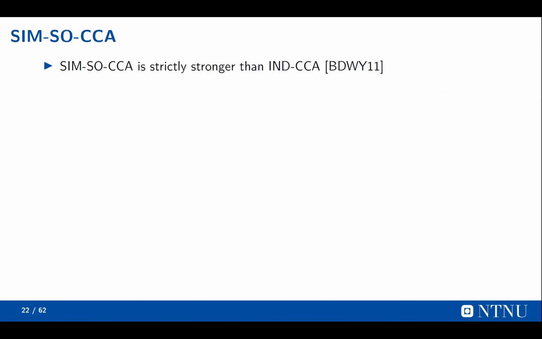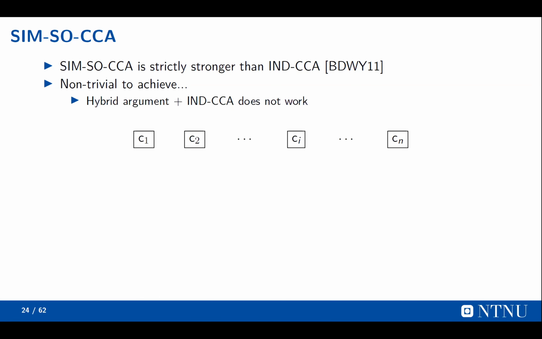And it turns out that SIM-SO-CCA security is strictly stronger than the normal security, like IND-CCA. And it's non-trivial to achieve SIM-SO-CCA security, because normally, if we want to prove the security, we need to embed some problem instance into the ciphertext. But if you embed some instance into the ciphertext, then the ciphertext is not under our control, so we cannot return the randomness.